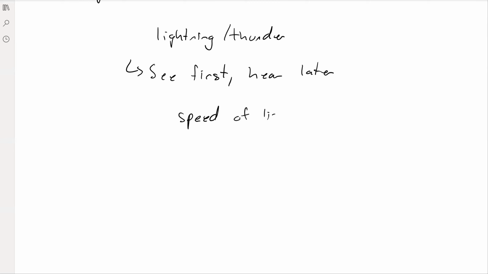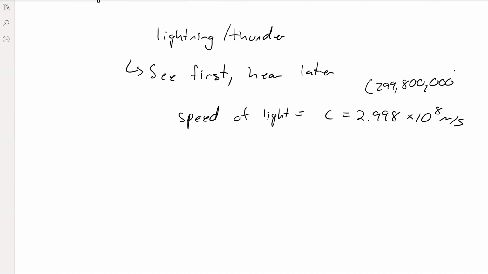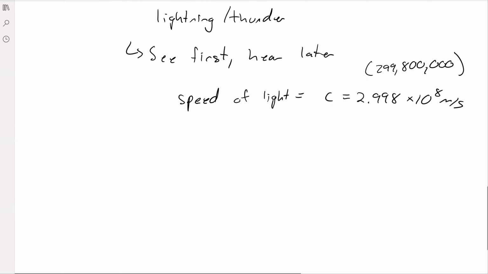So the speed of light is extremely fast. It gets the constant c, and it's equal to about 2.998 times 10 to the 8 meters per second, right? This is an exponent. So if you want to write it in the non-exponent, it'd be 299,800,000, right? So 299 million.